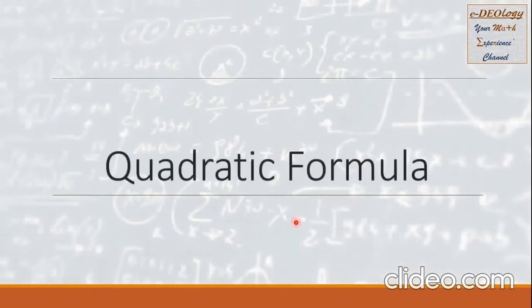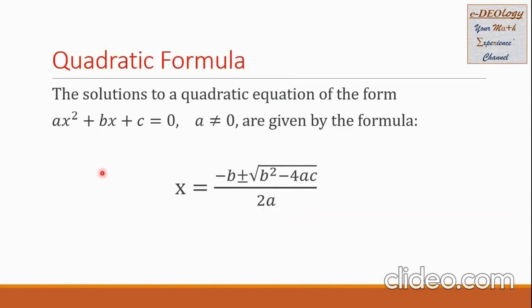Let us see now the quadratic formula. The solutions to a quadratic equation of the form ax squared plus bx plus c equals 0, where a is not equal to 0, are given by the formula, and this is the quadratic formula. X equals, in the numerator, -b plus or minus the square root of the quantity b squared minus 4ac, all over 2a.